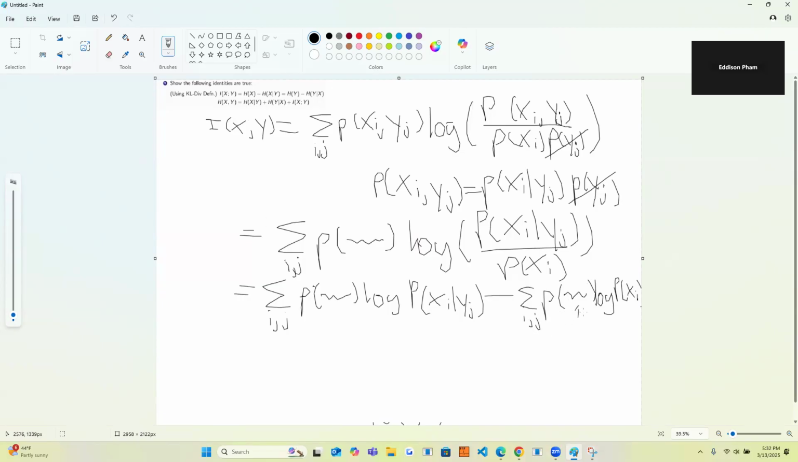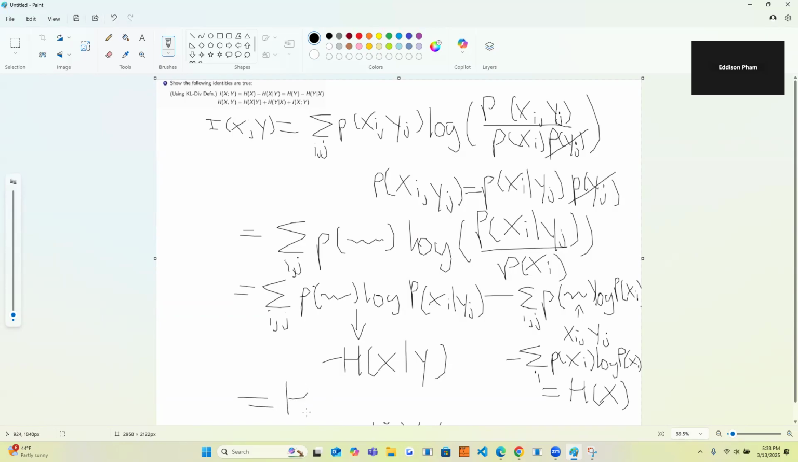Notice this, by definition, since in here we have xi comma yj, we essentially have to marginalize over y, because this term is constant over y, but this term is a probability. So when we sum up all the j's, we are left with the negative summation of P of xi times the log of P of xi. You guys know this is just H of X by definition. Also, by definition, this first term is equal to the negative H of X given Y. So altogether, this is equal to H of X minus H of X given Y.